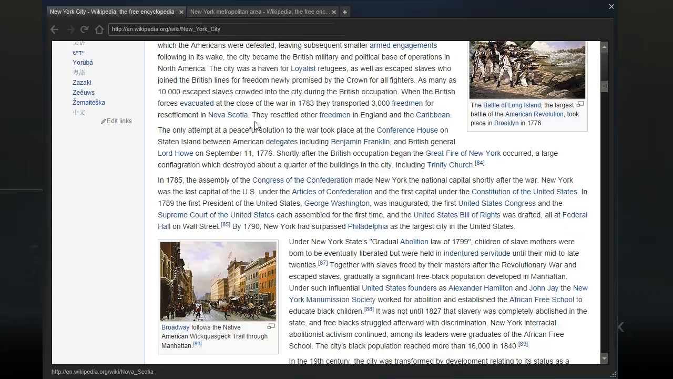The only attempt at a peaceful solution to the war took place at the Conference House on Staten Island between American delegates including Benjamin Franklin and British General Lord Howe on September 11, 1776. Shortly after the British occupation began, the Great Fire of New York occurred, a large conflagration which destroyed about a quarter of the buildings in the city, including Trinity Church. You can see it in the game, actually. They've recreated that in the game too. So about a quarter of the city is actually burned to ruins in the game.